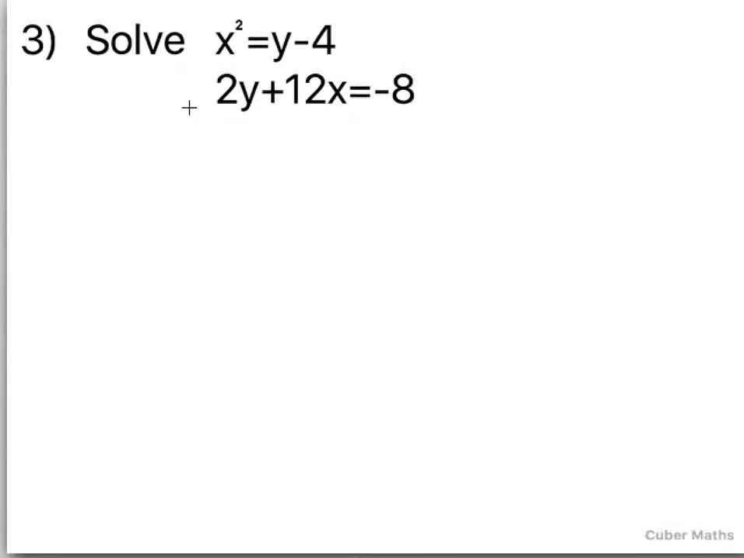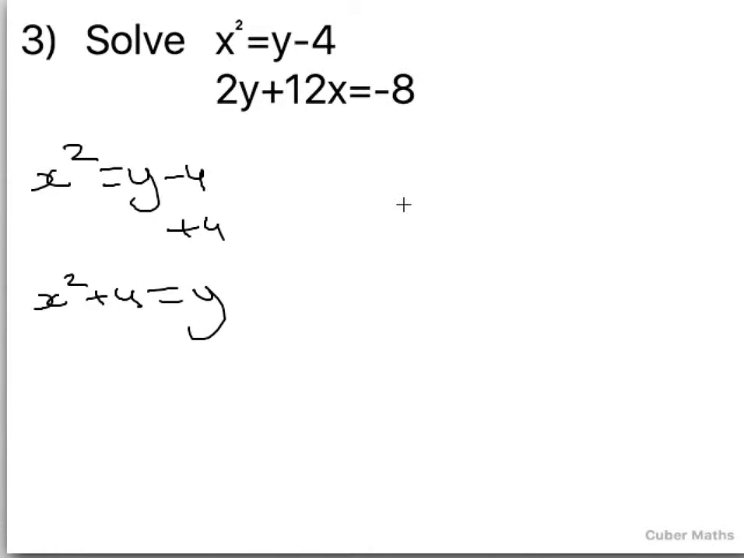Okay, so here we have our third problem. And it says x squared is equal to y minus 4, and 2y add 12x is equal to minus 8. So up here you see we've got x squared is equal to y minus 4. So if we choose that one to try and make it equal to a letter, we can do it quite simply. And just to get it equal to y, all we need to do is add 4. So if we add 4 to both sides, we're going to be left with x squared add 4 is equal to y. Now, just like in the previous ones, we're just going to substitute that back into our equation.